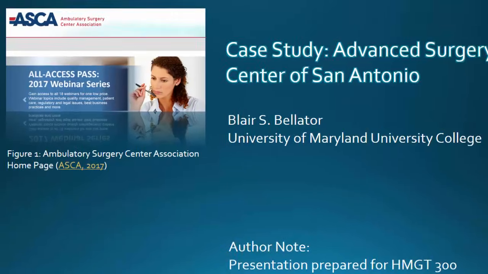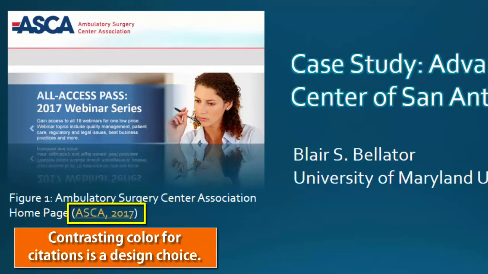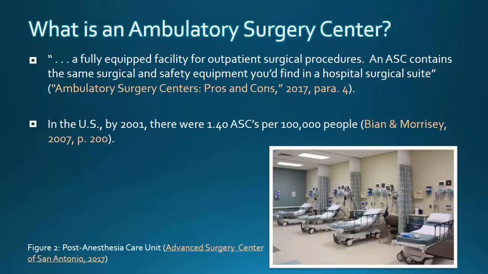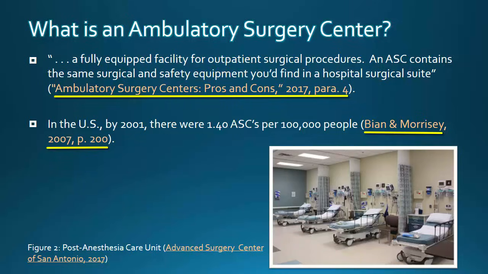A final note, this author has chosen to put parenthetical or in-text citations in a different color to distinguish them from the slide's text. This is a design choice and not an APA guideline. On the second slide appear a quotation and a paraphrase, information from a source expressed in your own phrasing. Quotations and paraphrases must contain in-text or parenthetical citations following the usual APA format.